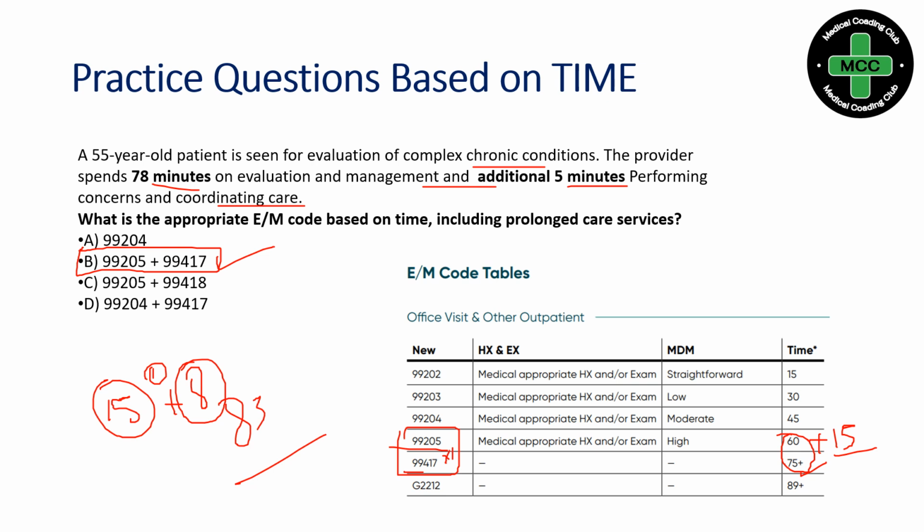Okay, and remember, 99417 or 99418 you cannot use with 99204. It should be used only with the highest E&M level we have. Okay, with level 5 only you have to use this prolonged service code.